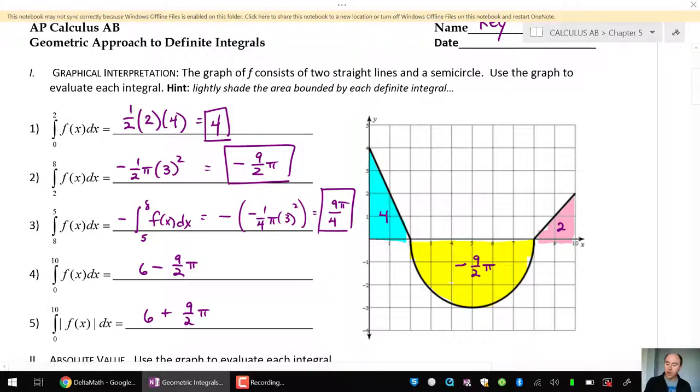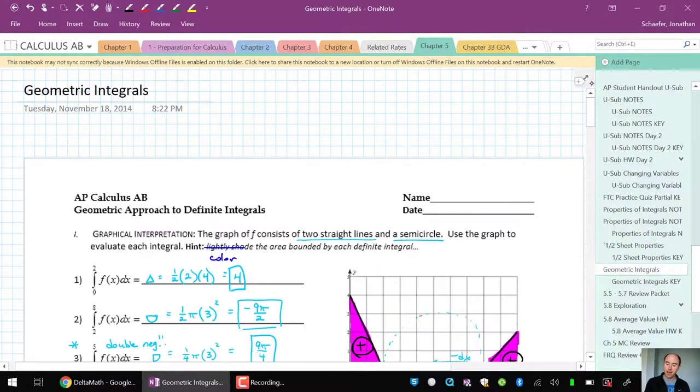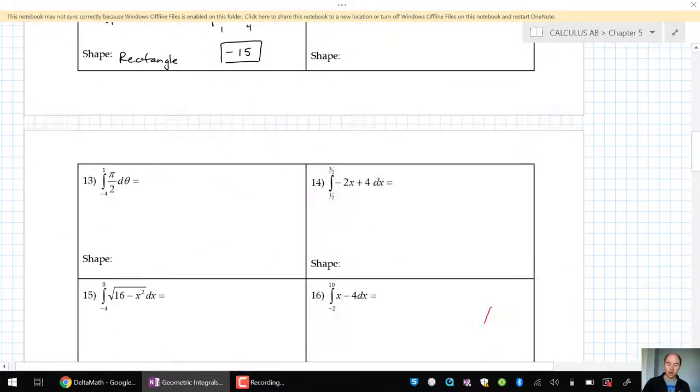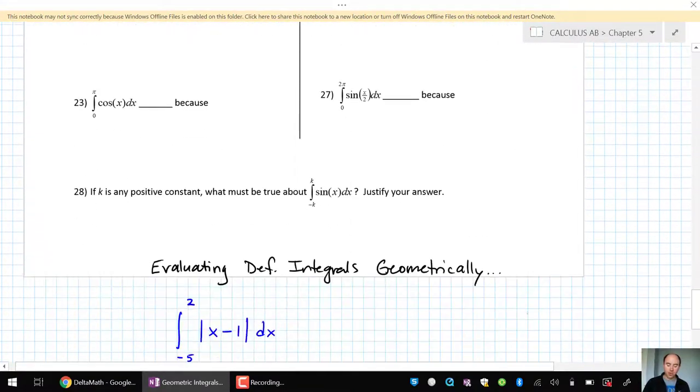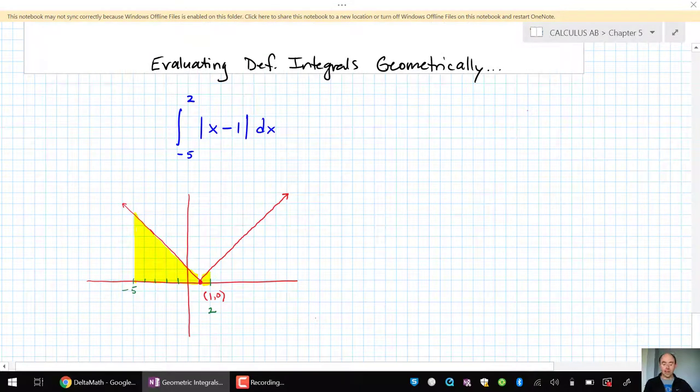Now, I wanted to end with one additional example, and that is an absolute value example. Every now and then, we'll come across on an AP exam or on some sort of review a question that looks something like this. And it may show up on a quiz or a test.